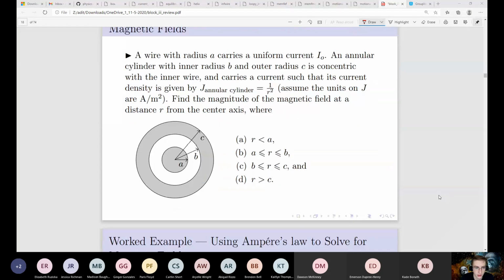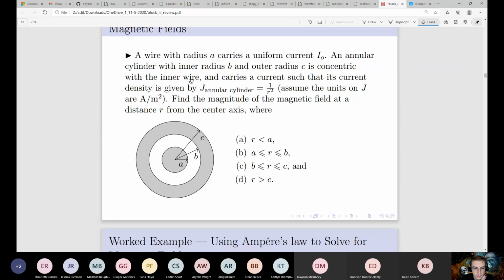We have a wire with radius a, and it's carrying a uniform current I naught. That's this gray part right here. And we also have an annular cylinder. That's just a funky phrase; this shape in general is called an annulus, so when you extrude it outwards, that's an annular cylinder. That's the outer sheath with inner radius b and outer radius c. That's also carrying a current.